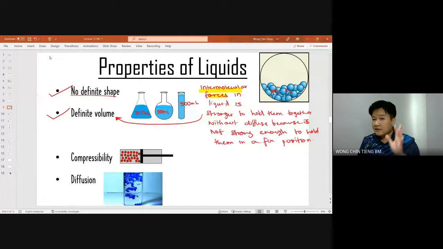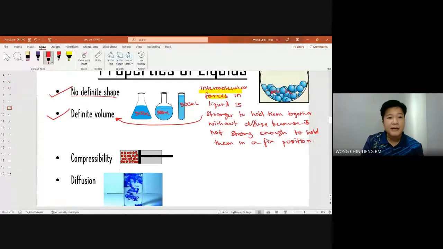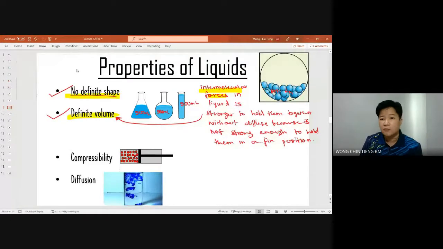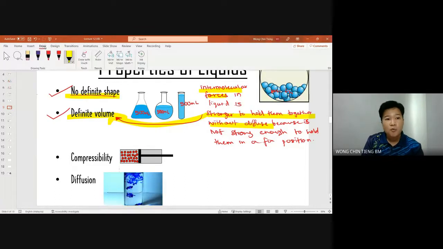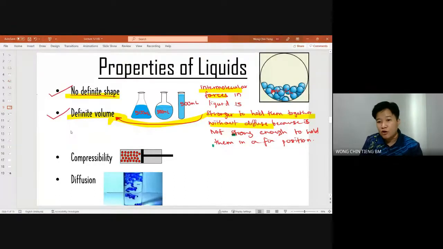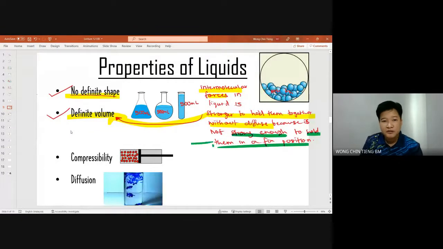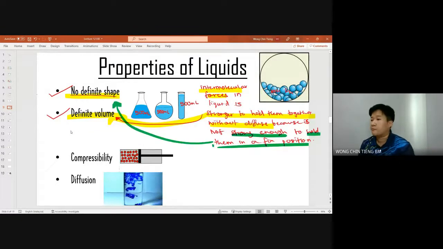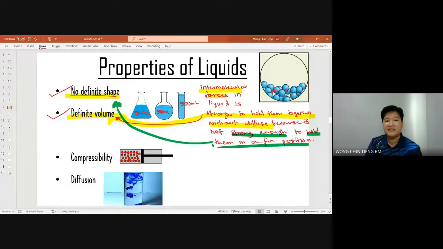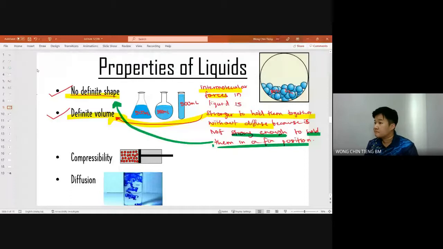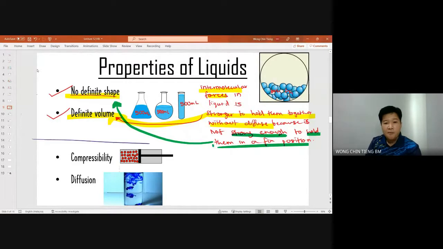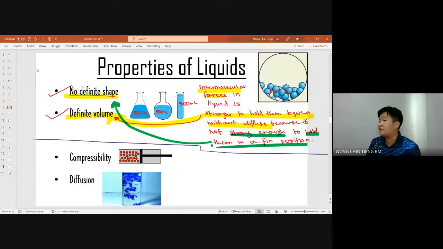Agree? That these two will be based on your intermolecular forces. Okay? Yang ni strong enough to hold them together without diffuse. This will explain the definite volume. Another part, when we talk about not strong enough to hold them in a fixed position, this one will explain the definite shape. Tapi yang pasti, what I'm trying to show you, both akan cerita pasal intermolecular forces. And dua kat bawah, the compressibility and also the diffusion.